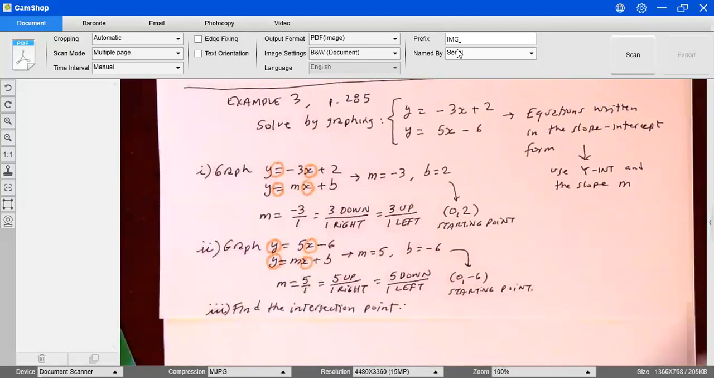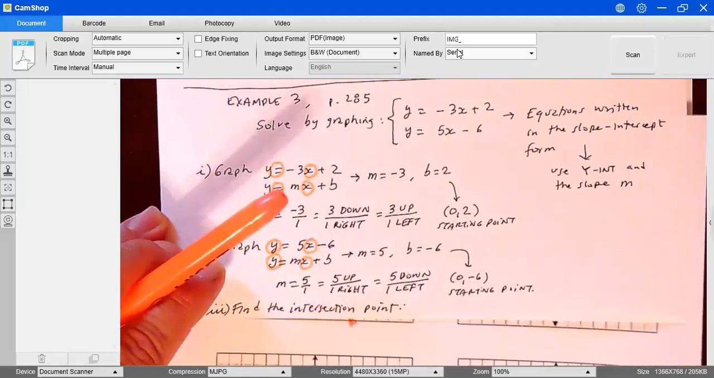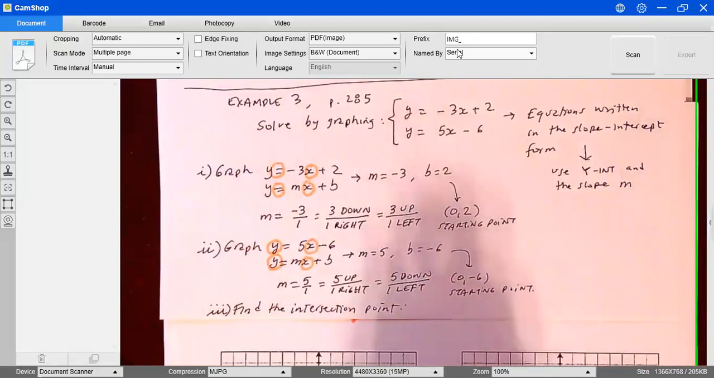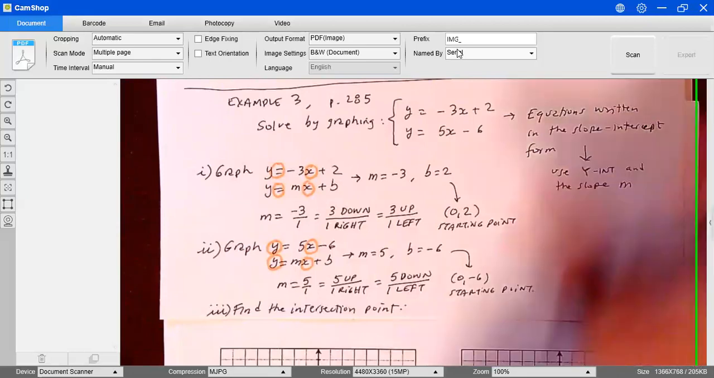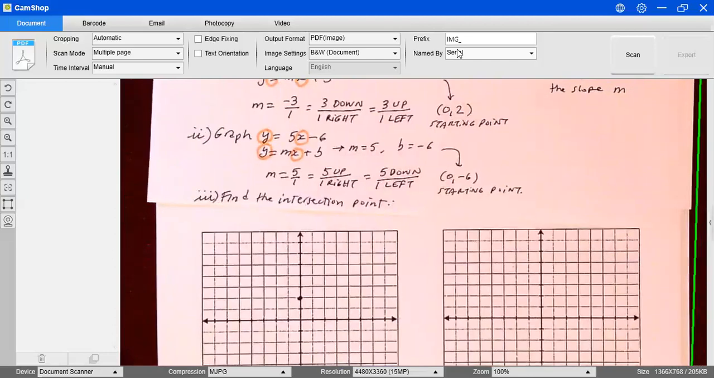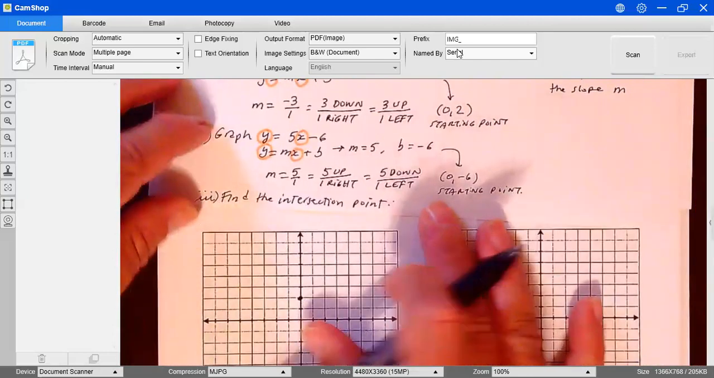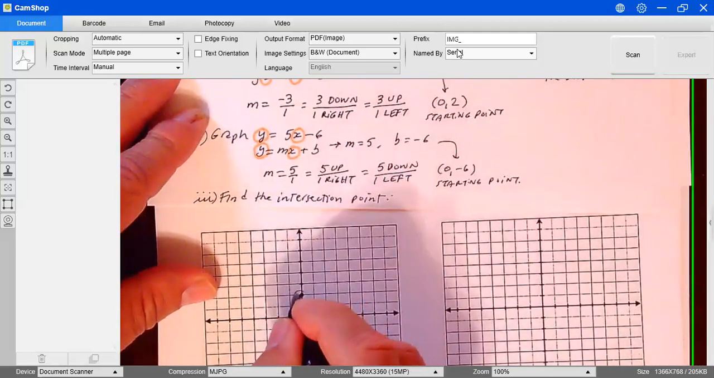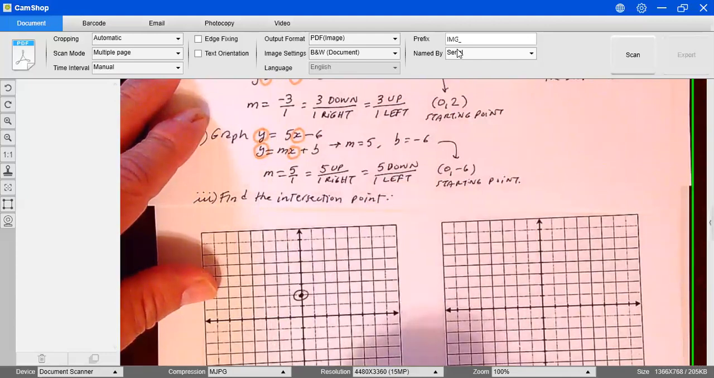So we're going to have now the following. So this is on page 4a. So first, the starting point for the first equation is 0, 2. So 0, 2 is going to be here. That is going to be the starting point. Let me move this a little bit up for you to see. So for the first equation, we have 0, 2, the starting point.